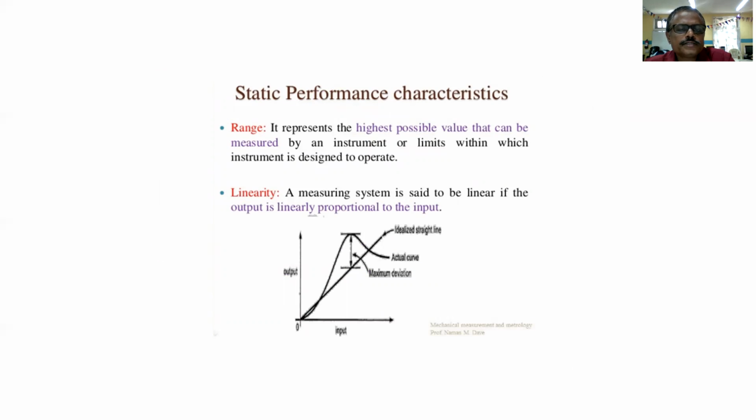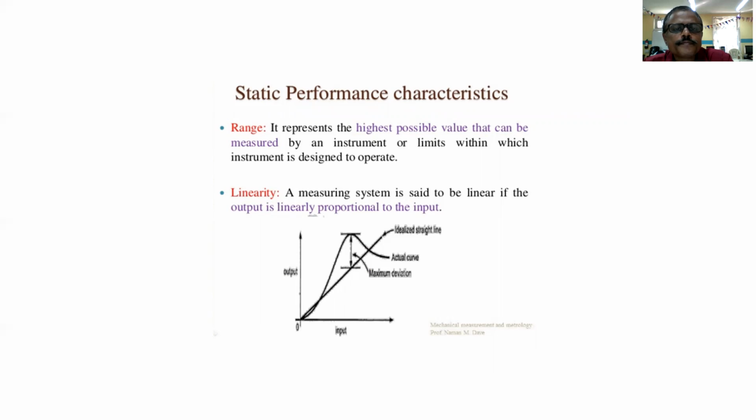Similarly, we have some more interesting characteristics of measuring instruments, that is range. Range is the maximum value of the instrument minus the minimum value. That is, it represents the highest possible value that can be measured by an instrument. What is the range of your scale? The ordinary scale you use daily is 15 centimeter. Range is the maximum value minus the minimum value. So for a scale, the maximum value it can read is 15 centimeter minus 0, that is 15 centimeter.